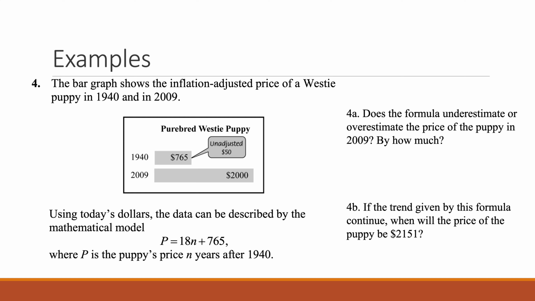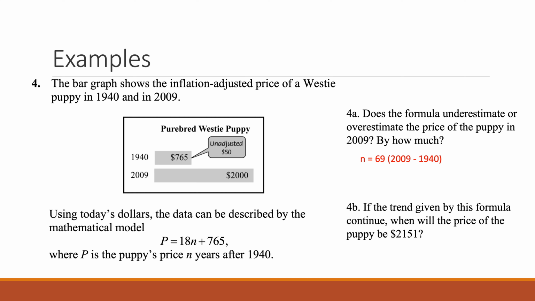In this case, P is the puppy's price. It's a great variable to choose, better than X, right? And N is the number of years after 1940, not overall, after 1940. So, does the formula underestimate or overestimate the price of a puppy in 2009?